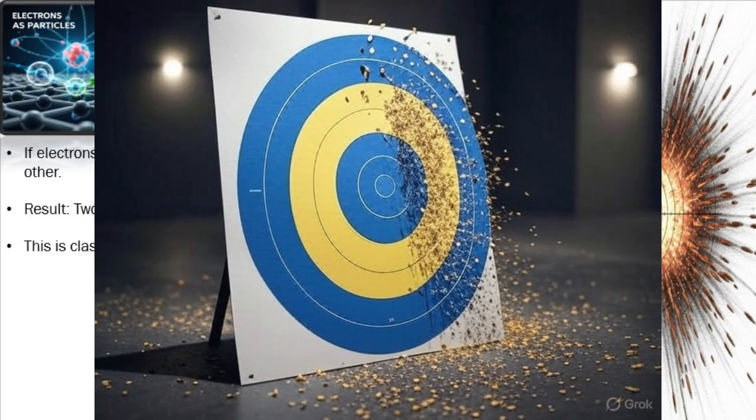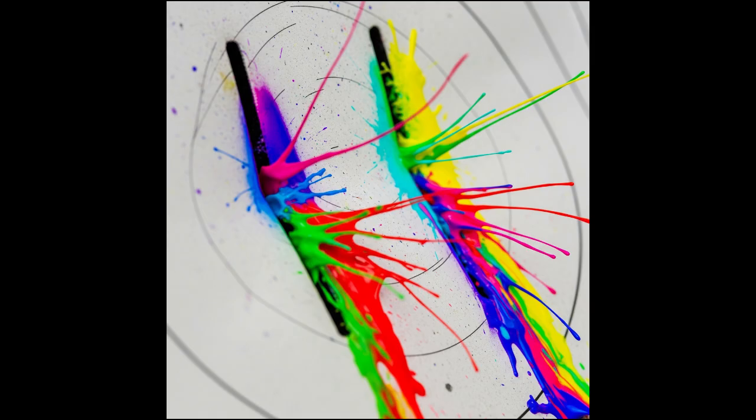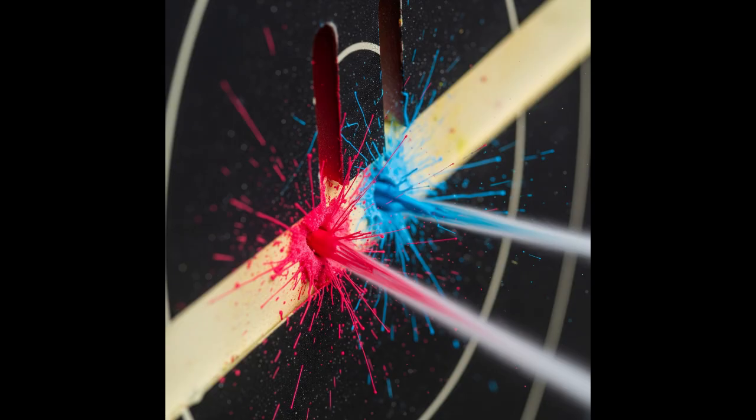Well, it's pretty straightforward. Each electron would go through either the left slit or the right slit, never both. And as they hit the screen, they would simply pile up directly behind each slit, creating two distinct bands of impacts. You can see that here, a clear indication of individual particles hitting a target. This is exactly what you'd observe if you were firing paintballs, for example. Two clear lines, one for each opening. Simple, right? But as we'll see, the quantum world has a much more intriguing story to tell.